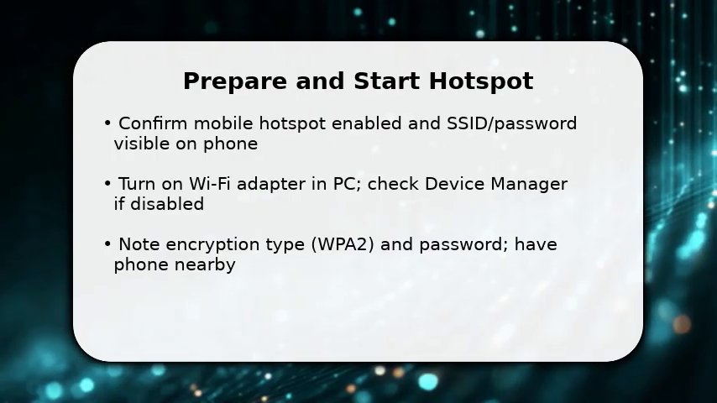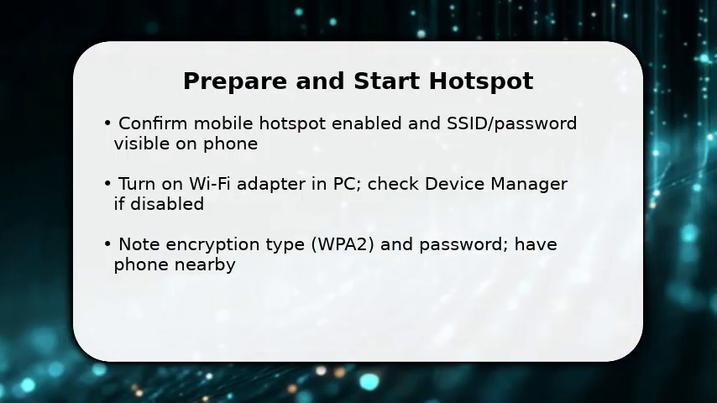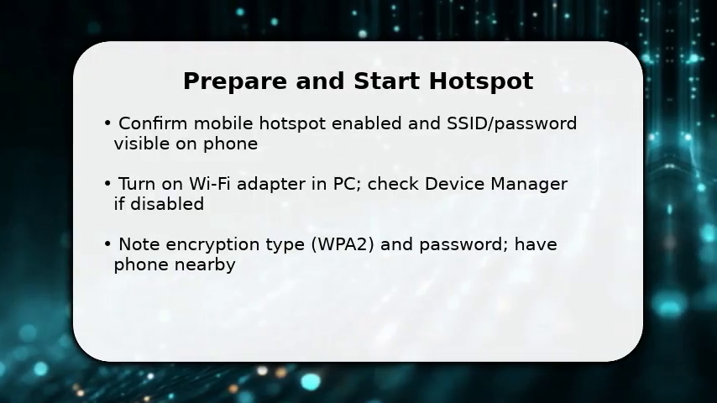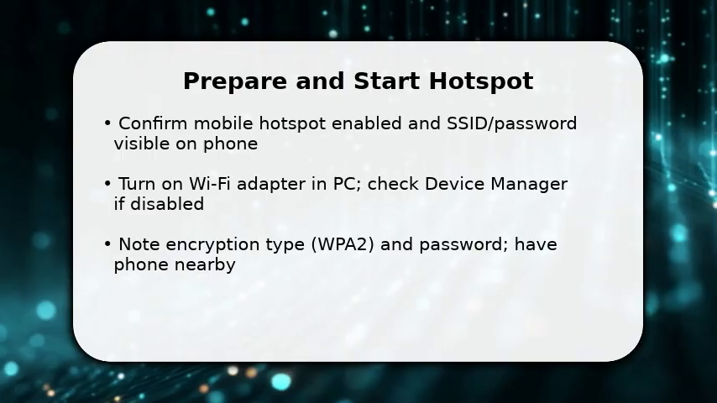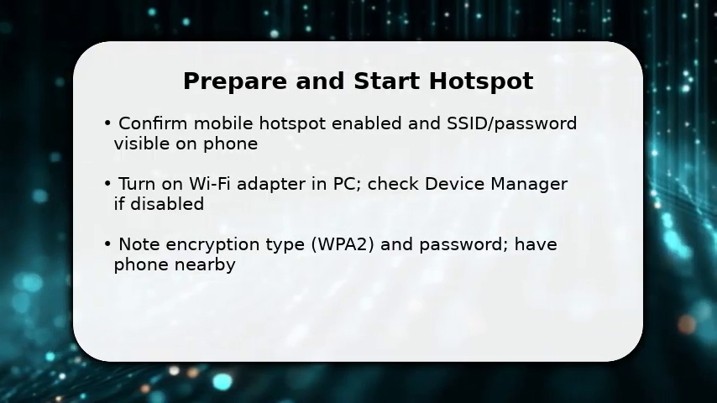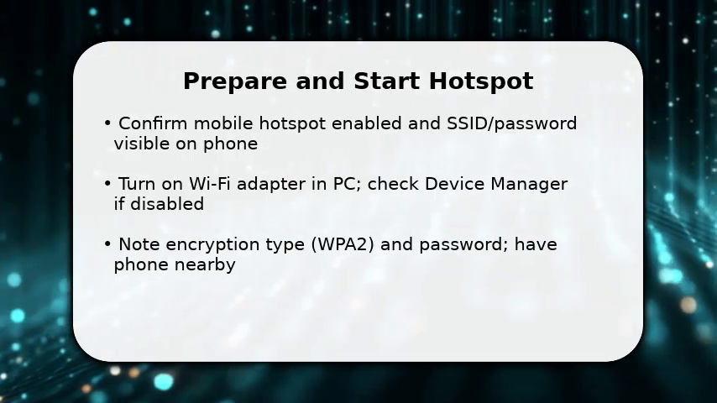You start by enabling the hotspot on your phone and making sure the SSID and password are visible. This lets Windows 7 discover the network. Next, you open the wireless icon on the taskbar and confirm the PC's Wi-Fi adapter is enabled. If not, enable it in Network and Sharing Center or Device Manager.